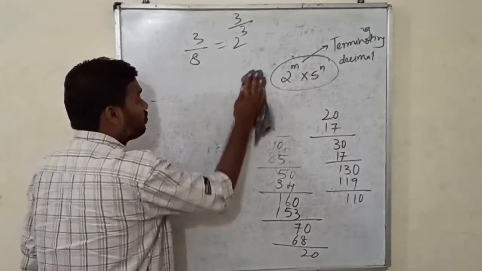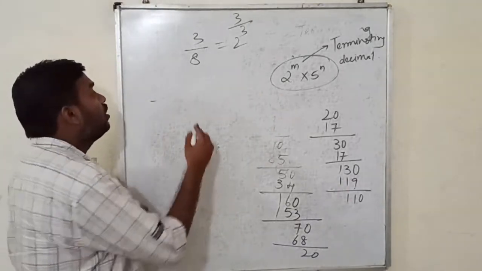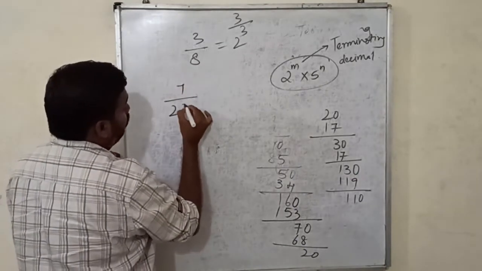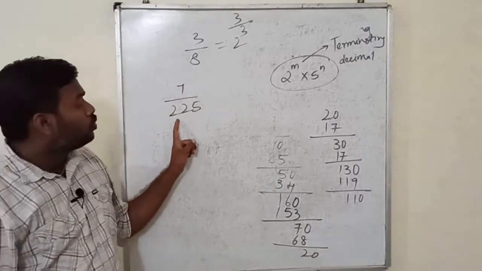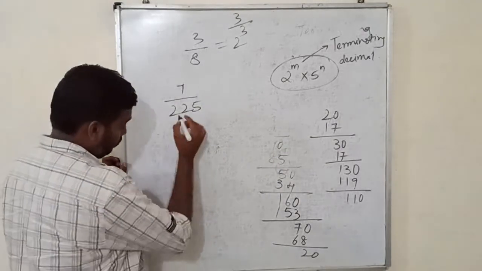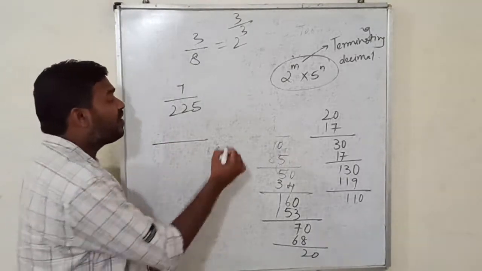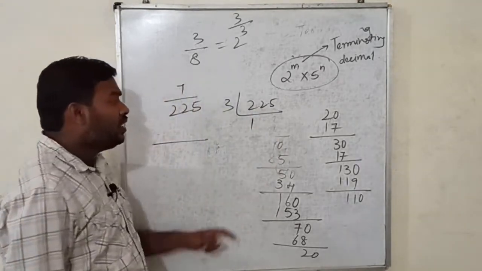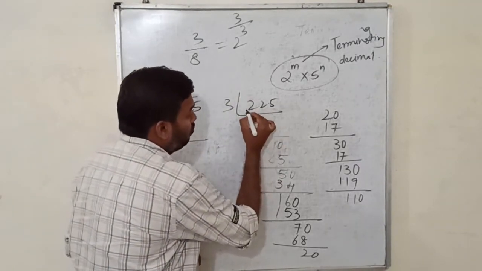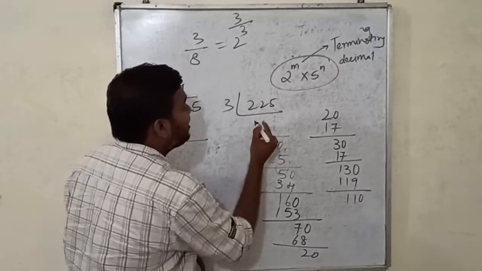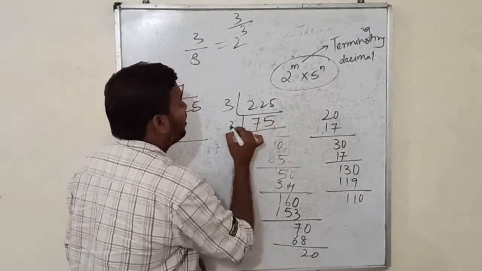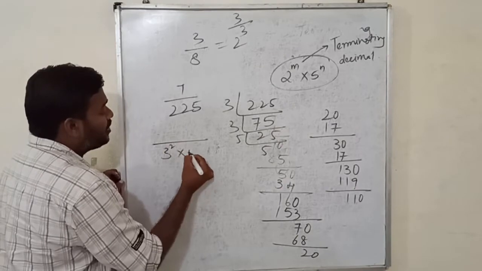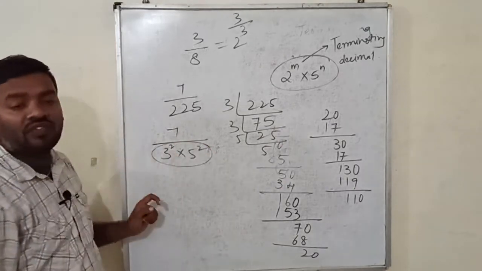If we have 7 by 225, in this case what is the prime factorization of 225? That is 3 5s 15, 3 15s 45... sorry, 3 7s 21, 3 5s, next 3 25s, 5 5s, that is 3 square into 5 square is the prime factorization of the denominator.